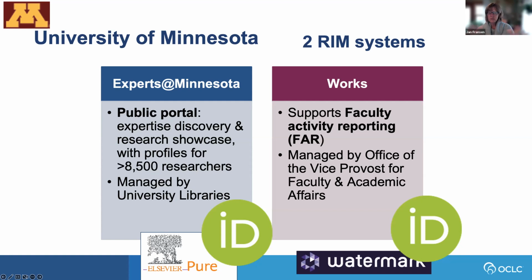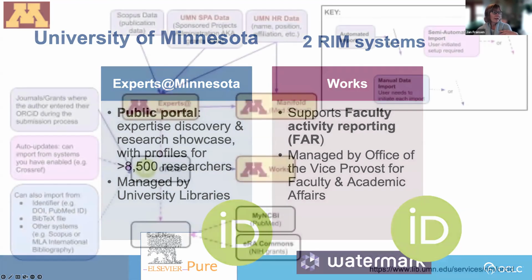We don't have any formal process. We've not written anything taking advantage of APIs or anything like that to feed data from one to the other to synchronize them. That'd be awesome. We have not had the bandwidth to do that. So what we do is we tell people, make sure your Experts profile looks good, make sure you've linked your ORCID ID, and then you will be able to import all of that data, all those research outputs, into Works, into your Works account for faculty activity reporting. Okay, next slide.